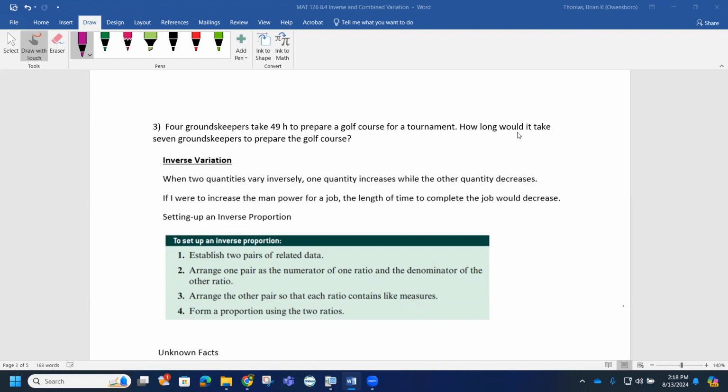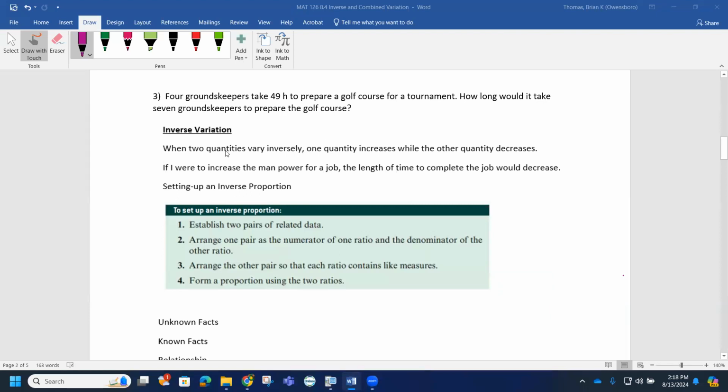So again, this is what we describe as inverse variation. So when two quantities vary inversely, one quantity is increasing while the other is decreasing, or the other way around, if one decreases, the other is increasing. So there's this inverse thing. As we said, if the manpower of a job increases, the length of the time of the job should decrease. So on this one here, since we are increasing the manpower, this time should actually go down.